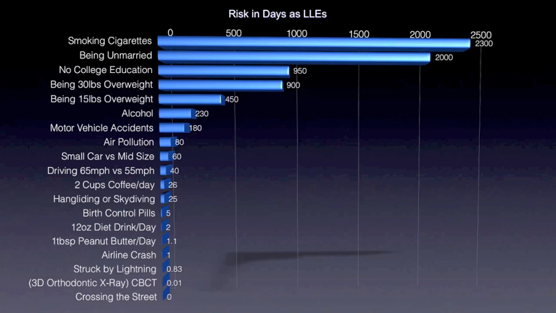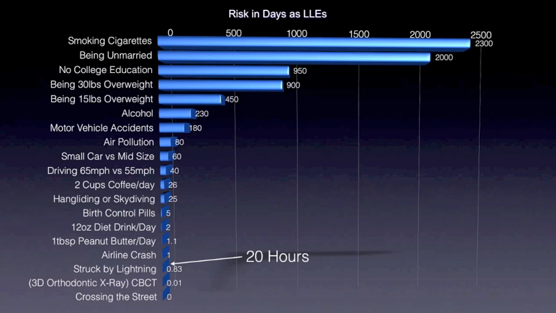Being struck by lightning is down there toward the bottom, and you can see just below that we have our 3D orthodontic X-ray, which I talked about in the last podcast, and we're going to get a little bit more in detail about overall dental X-rays as well. Crossing the street also has risks associated with it.